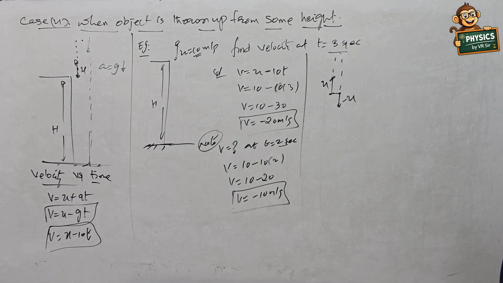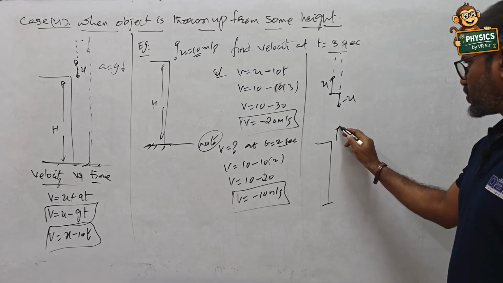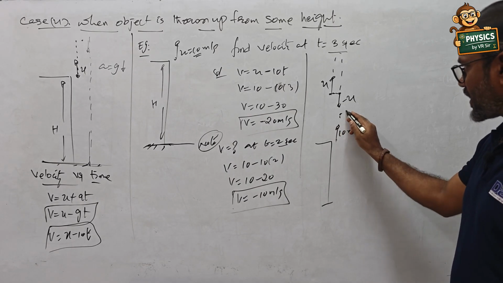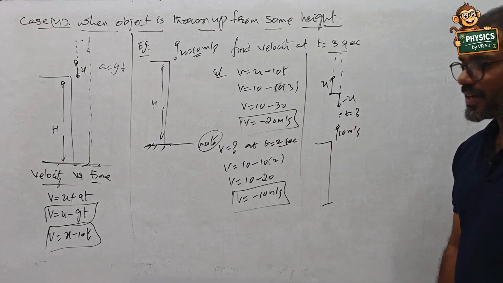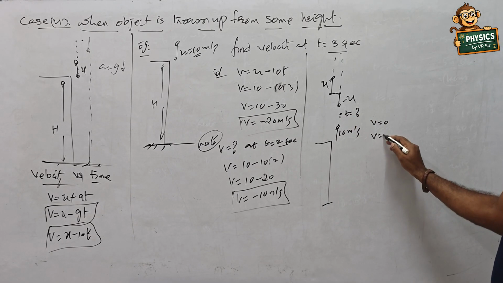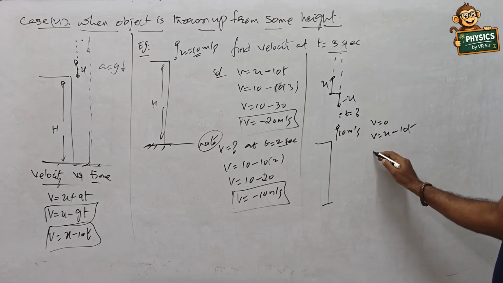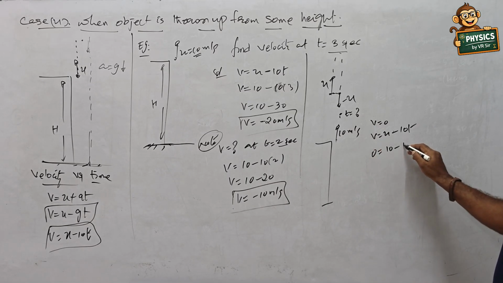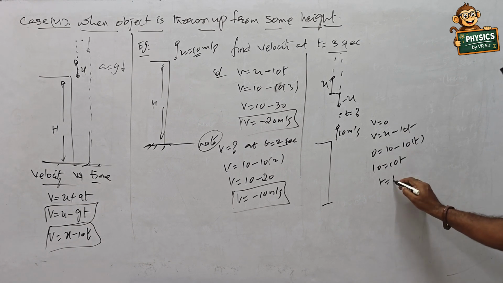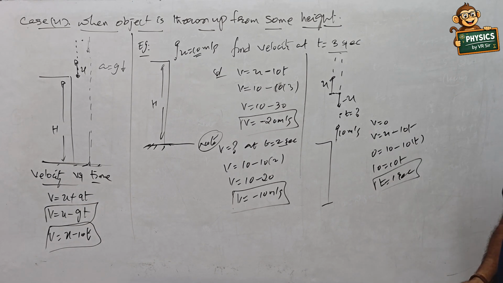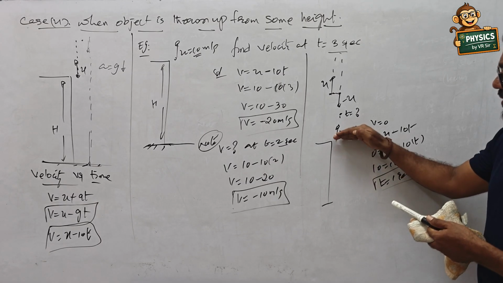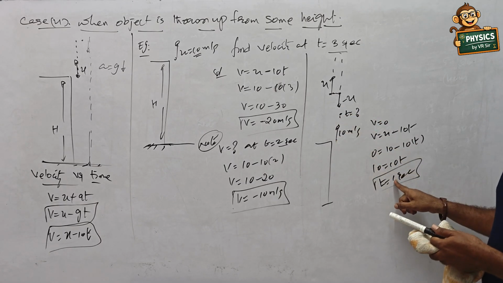Now if that is the case, when it is thrown with velocity 10 meters per second, what is the time taken to reach the highest point? At the highest point, velocity is equal to 0. So v is equal to u minus 10t, which is 0. u is 10, so 10 is equal to 10t and t is equal to 1 second. So once you throw up with velocity 10 meters per second, it takes 1 second to reach the maximum height.